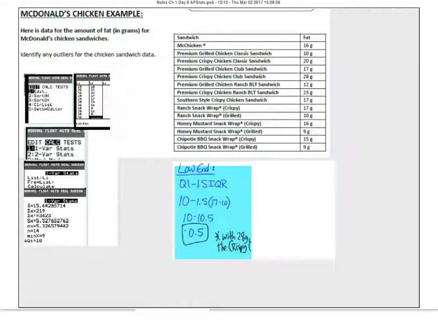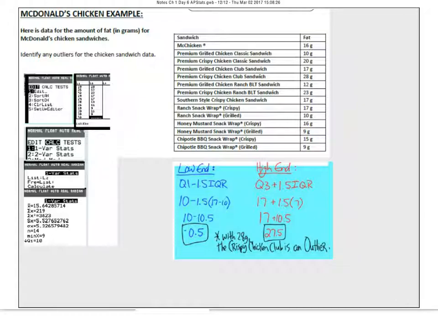On the high end, I'm going to take Q3 this time, and add to it 1.5 times the IQR, and that would be anything above 27.5 grams. Again, if you're at 27.5, you're fine, but anything above that would meet the requirement of being an outlier. In this case, it looks like we would consider the premium crispy chicken sandwich to be an outlier of all the chicken sandwiches that McDonald's serves. And that is the outlier test.